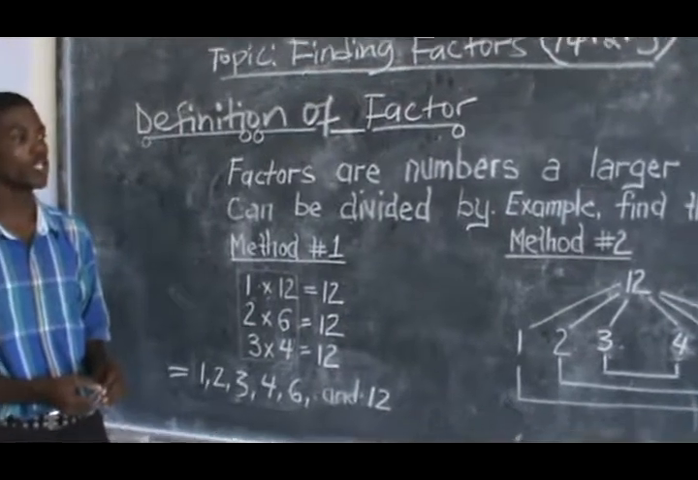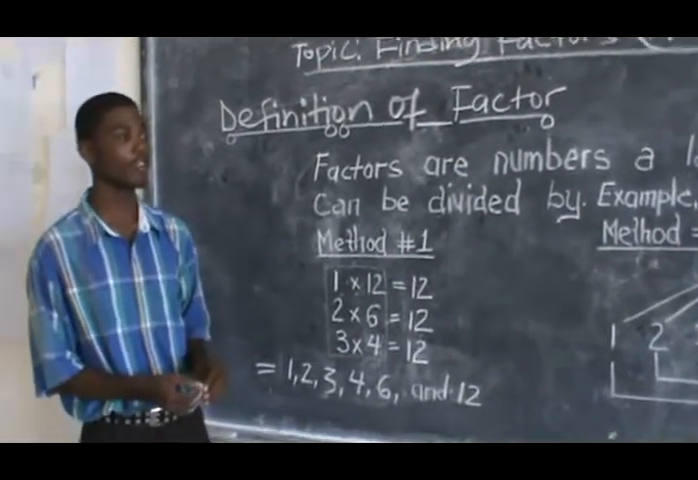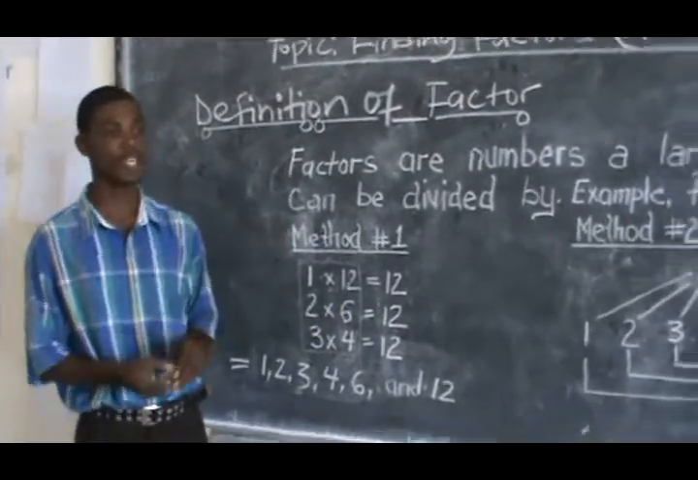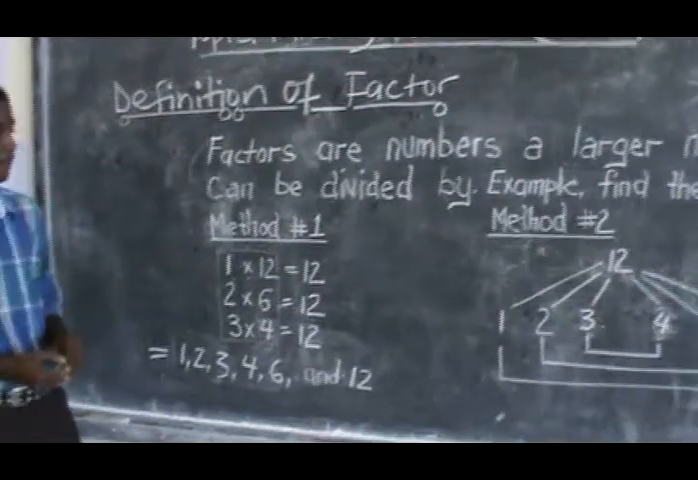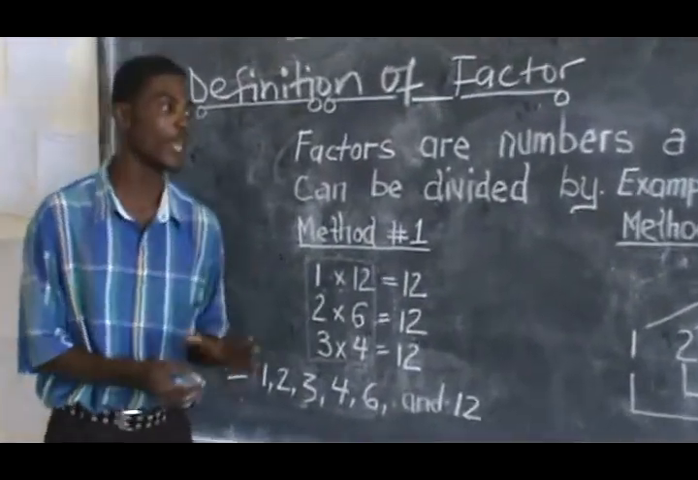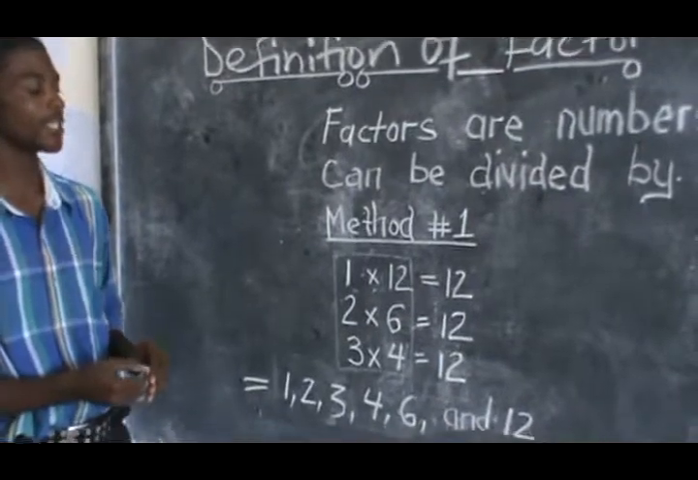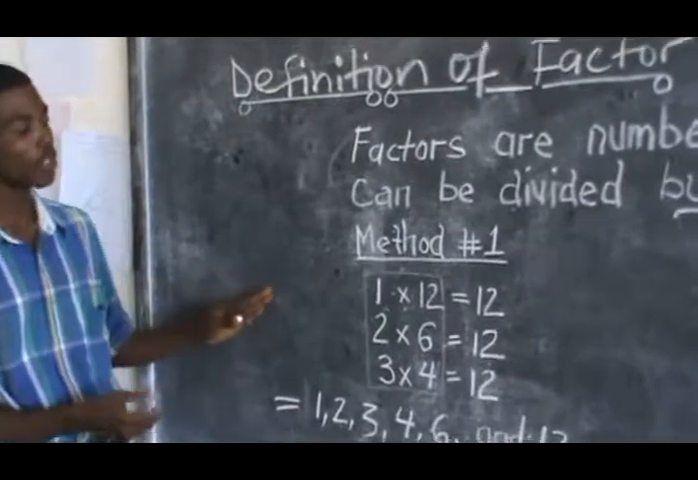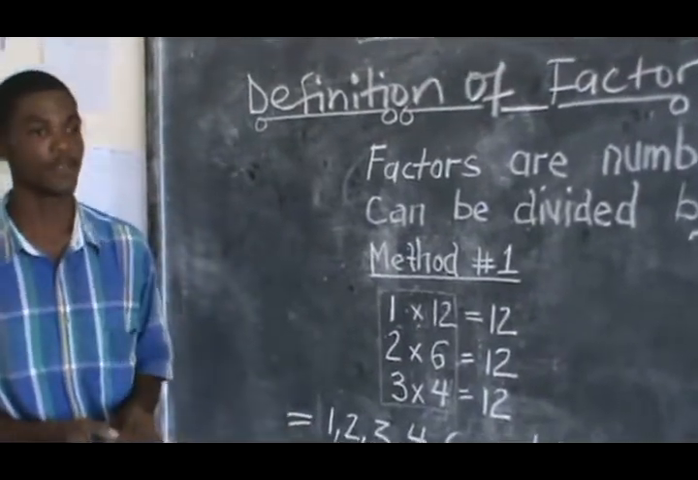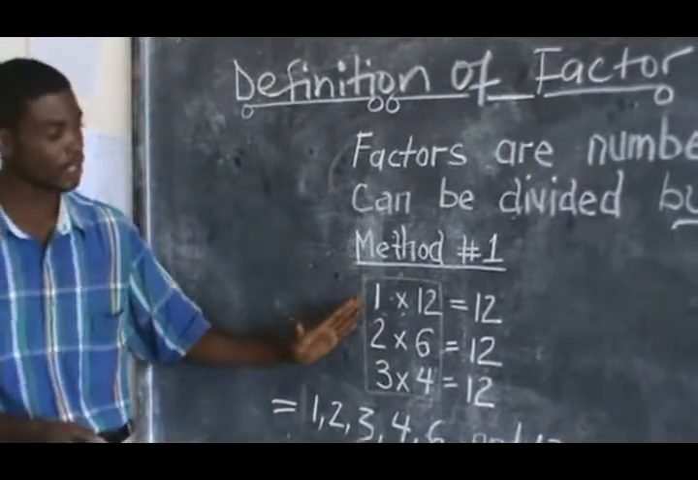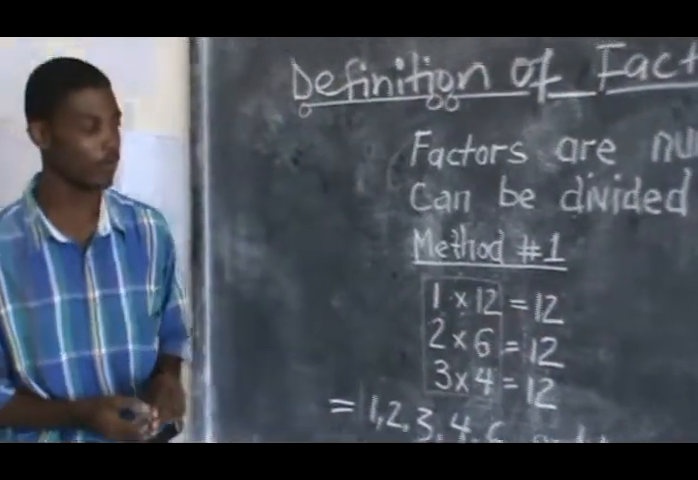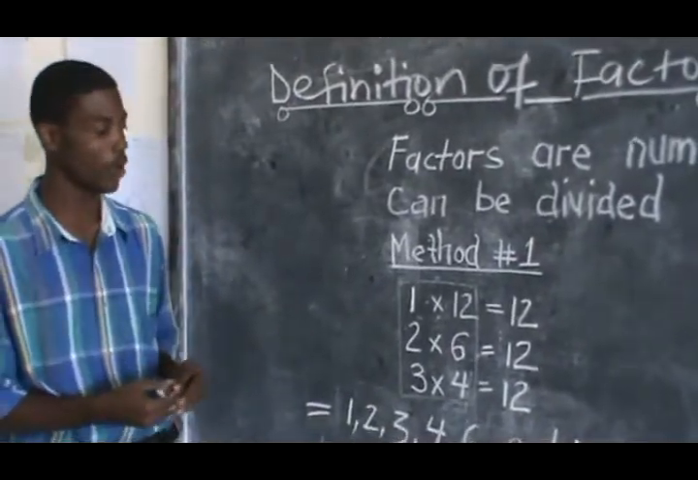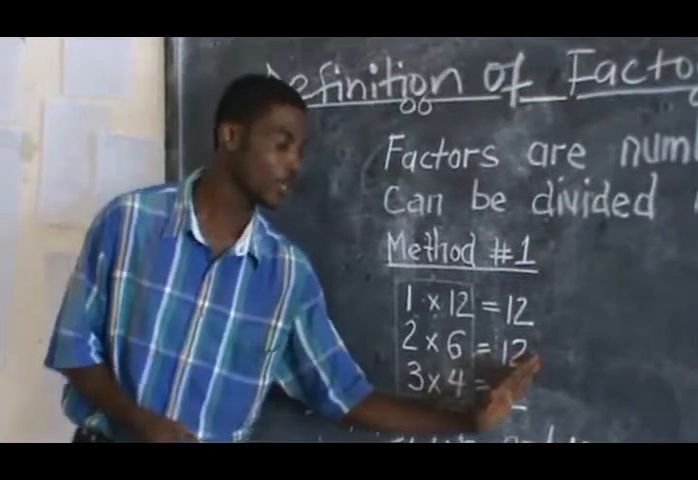I will be showing you two methods. There are several methods, but for today we will be dealing with these two methods. For method 1, in order to find the factor, we have to list the multiples. That is the number that we can multiply to give 12, starting with 1 onwards to 12 itself. So we start. 1 times 12 equals 12. We go on to 2. 2 times what number can give us 12? 2 times 6 equals 12.